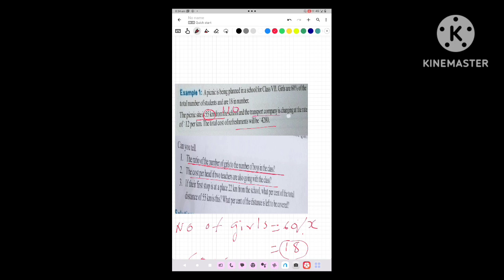And the transport company is charging how much money? 12 per kilometer. How many kilometers in total? 110 kilometers. So for each kilometer they are taking 12. So what is the total cost for the transport? 110 into 12. And what is the refreshment cost? 4,280. So what is the total expense? Total transport cost plus refreshment charge.